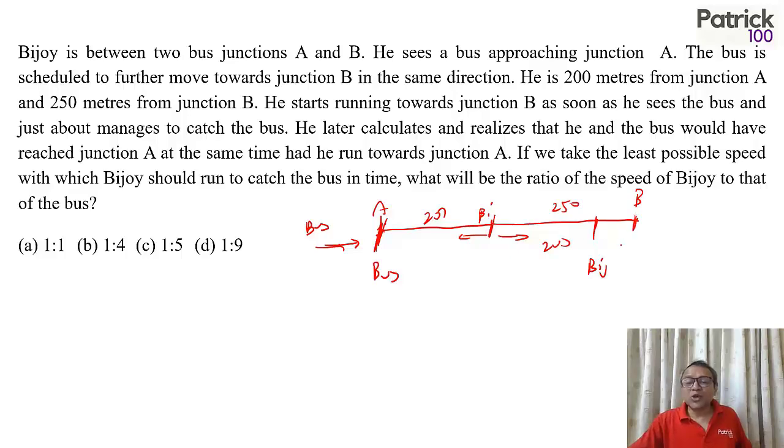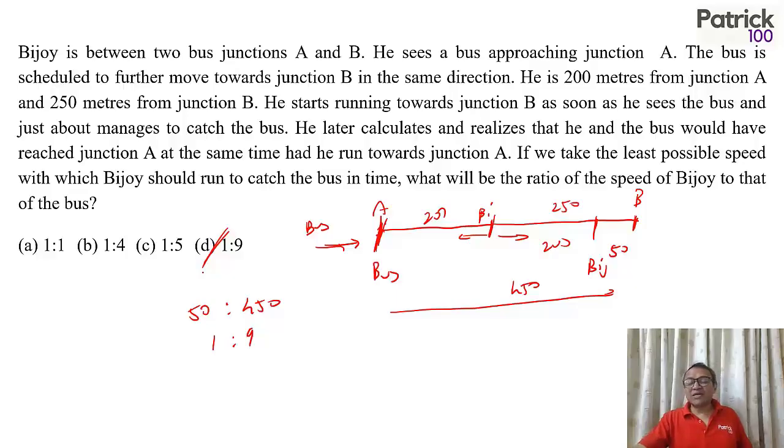So to reach B, Bijoy has to run 50 meters. In the same time, the bus has to run 450 meters. 1:9. That's the answer. So ratio of distance covered is the same as ratio of the speed, because they have to cover 50 and 450 in the same time.